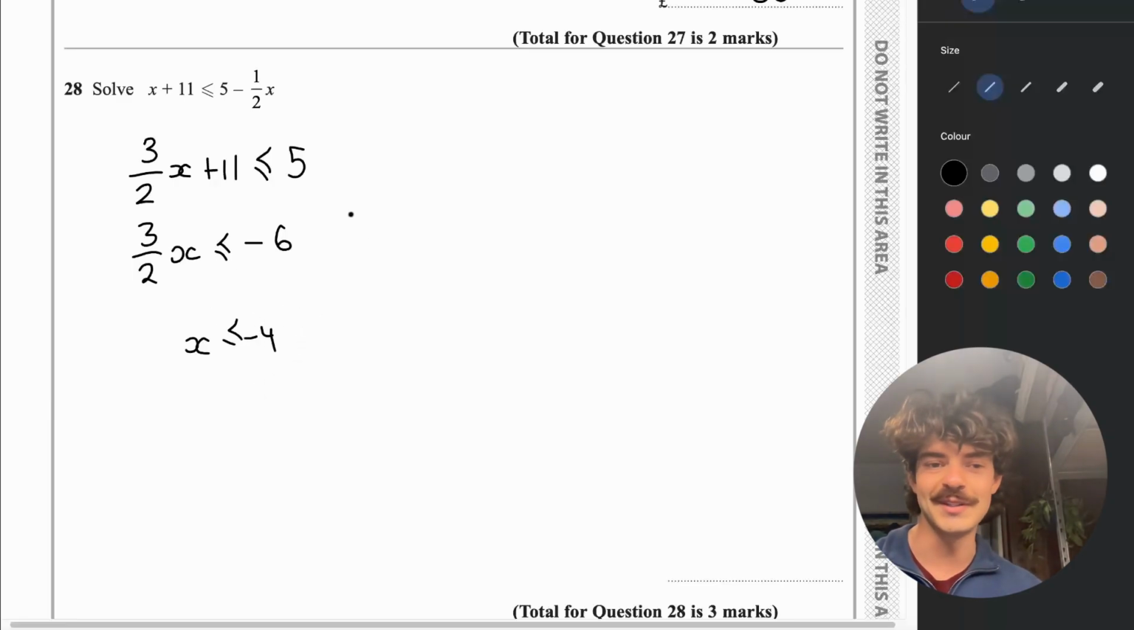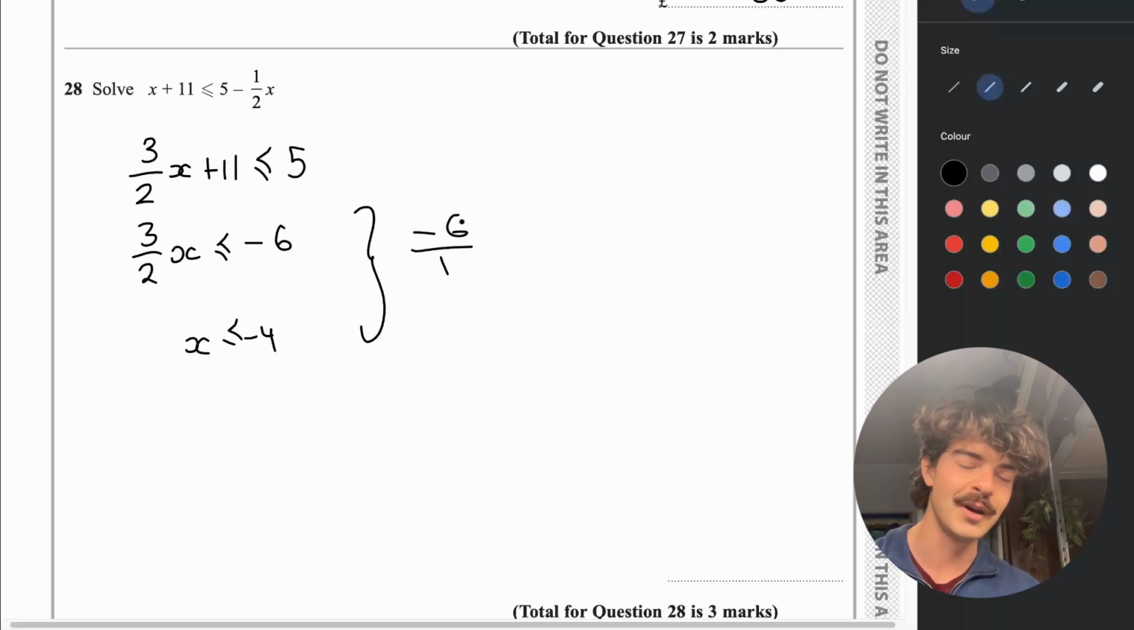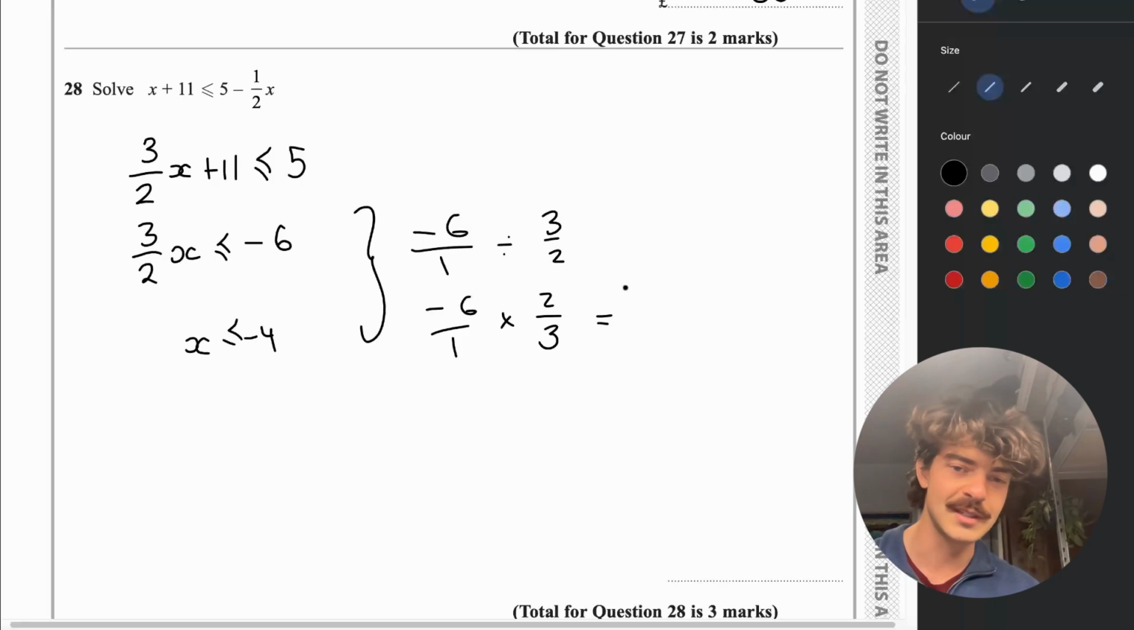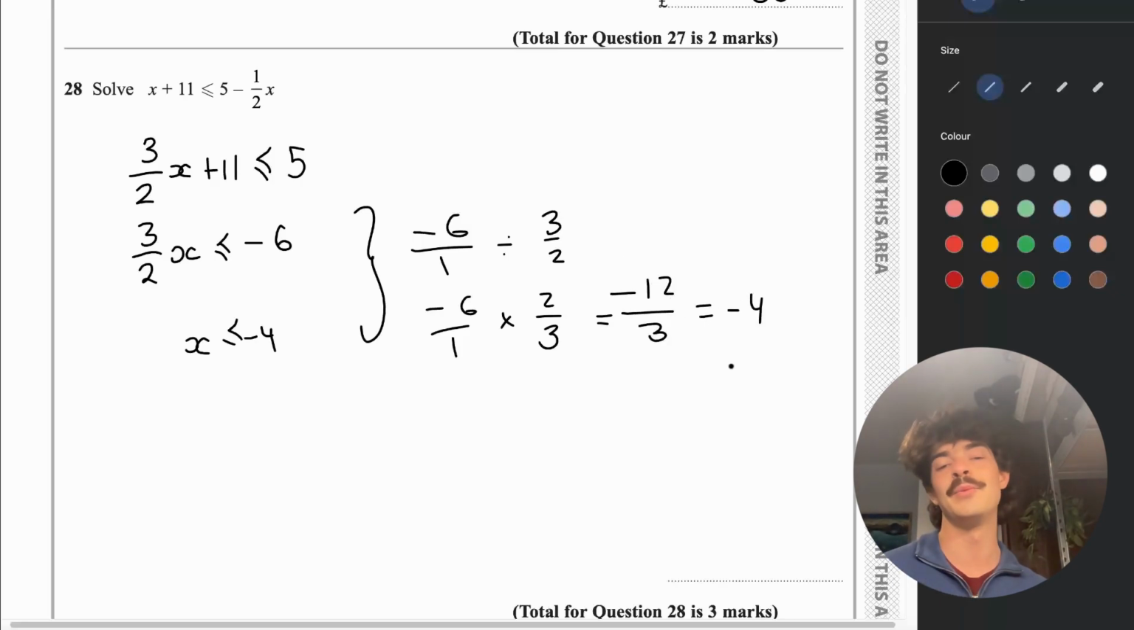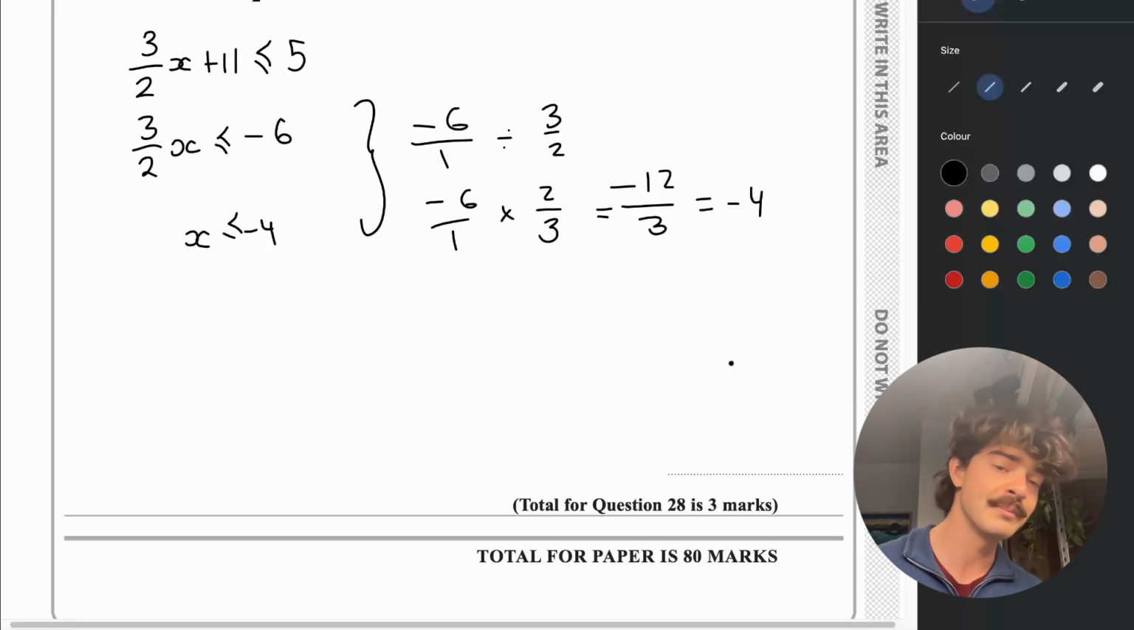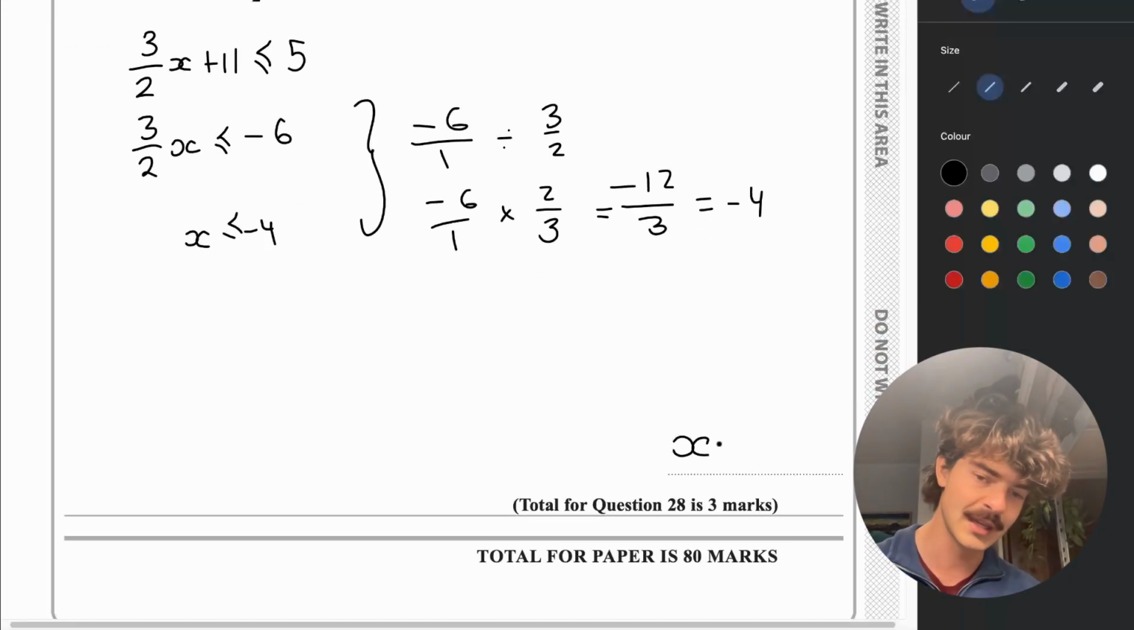You could argue that you'd want to see this more concisely, so I'll do it in a more detailed way. If we were to do minus 6 over 1, and you wanted to divide it by 3 over 2, this is the same as minus 6 over 1 multiplied by 2 over 3, which is the same as minus 12 over 3, which is equal to minus 4. You can work it through in different directions and still yield the same value. But that leaves us with x is less than or equal to minus 4.